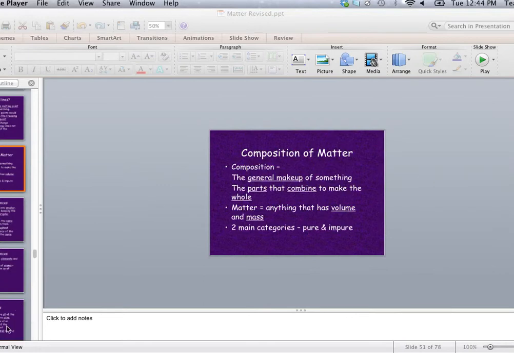Okay, so today we actually want to finish off our notes and get in preparation mode here for our test. So the last major topic we need to talk about in this matter unit is the composition of matter.